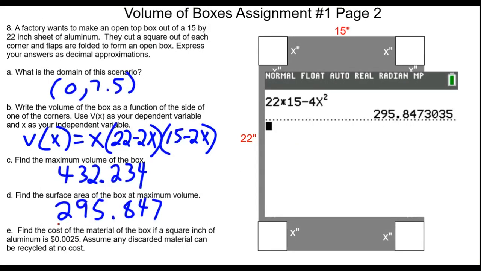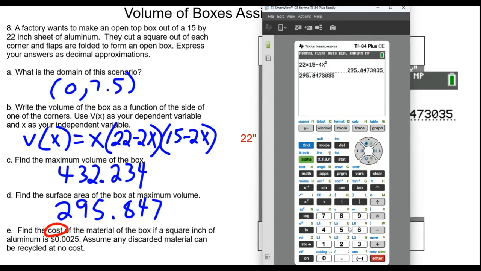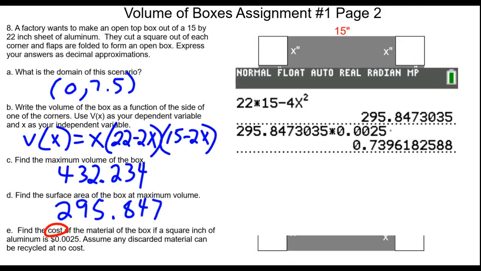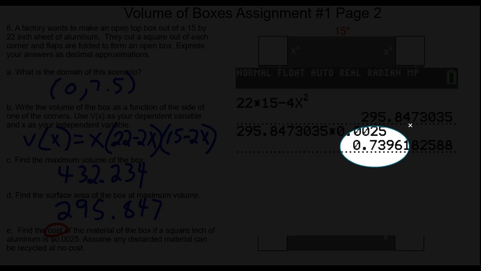Now for part E, we need to find the cost of the material. We are using 295.847 square inches of aluminum, and we just multiply that by how much 1 square inch costs. Now keep in mind, this is money, and you should round that to 2 decimal places instead of 3, but I will code it both ways.